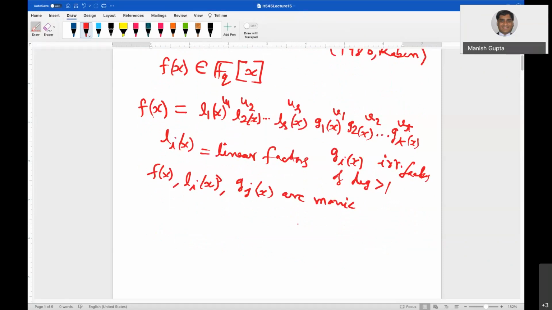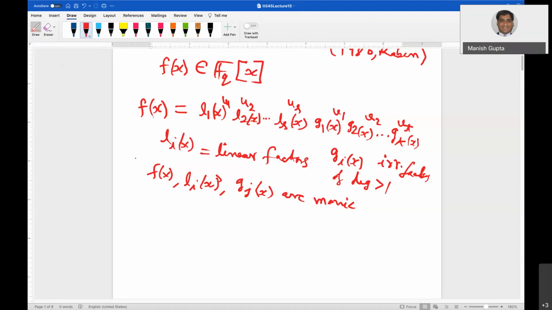So we know that each linear factor here, Li(x), will give us a root, right? Suppose it is (x+2)^5. So we know that x equal to minus 2 will be a root of order 5, right? So these linear factors are nothing but roots, whereas gi(x) are irreducible, meaning they have no root in F_q. This is something that we observe, right?